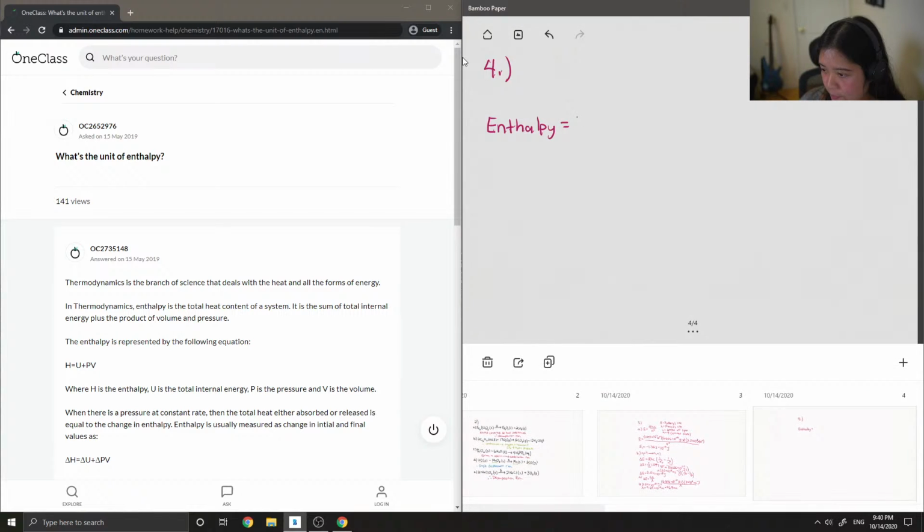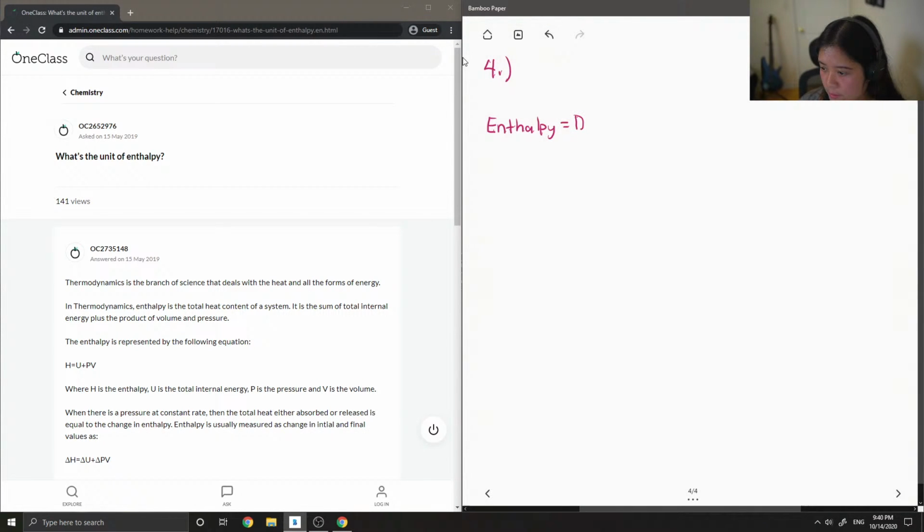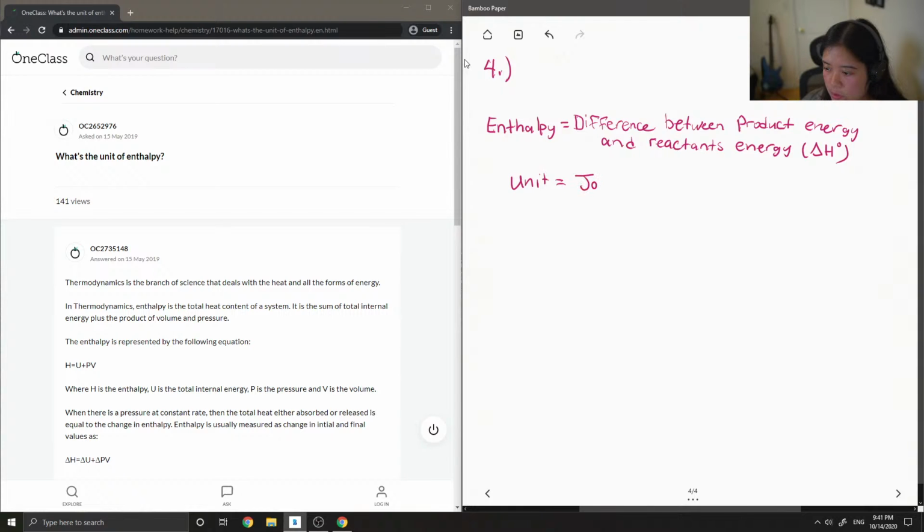So enthalpy basically is the difference between your product energy and reactants energy. So you can also write it as delta H. And the unit that you would use for enthalpy is joules. Okay, so some questions will also give you enthalpy in kilojoules. So just make sure you know how to convert between the two.